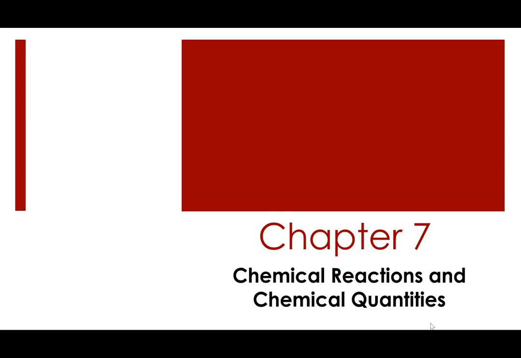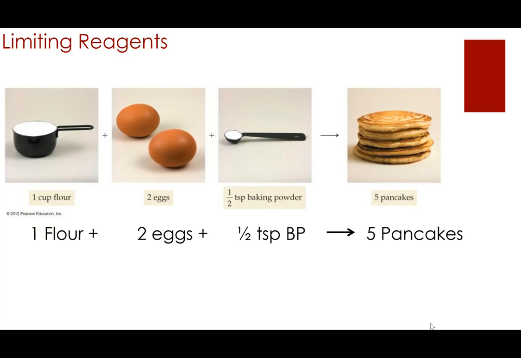Hey guys, welcome back to chapter 7. What we're going to do today is look at our first application of stoichiometry. So we're going to apply it to a certain scenario. We're going to apply it to something called limiting reagents or limiting reactants. You'll hear both terms used.